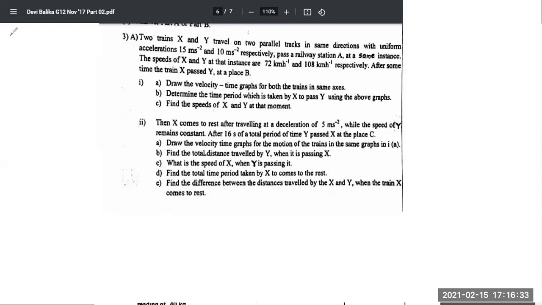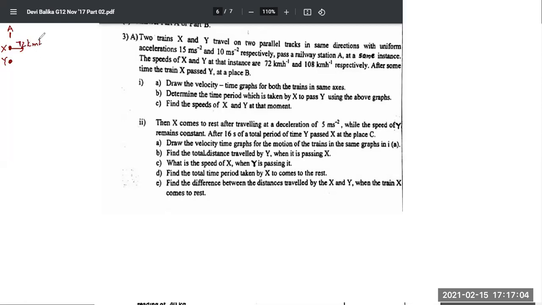Okay, let's try to draw a diagram now. A is the railway station. X and Y are traveling on parallel tracks. When X passes station A, it has a velocity of 72 kilometers per hour. Right, so just mark it 72 kilometers per hour.